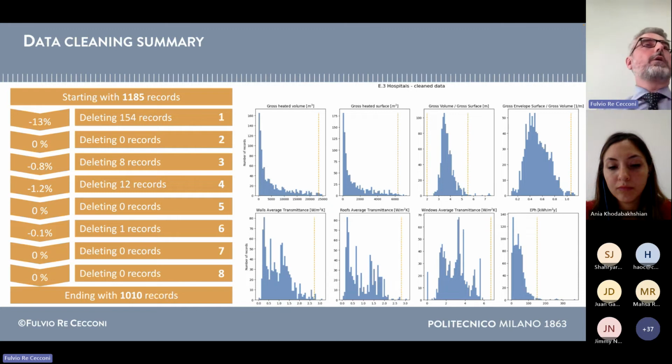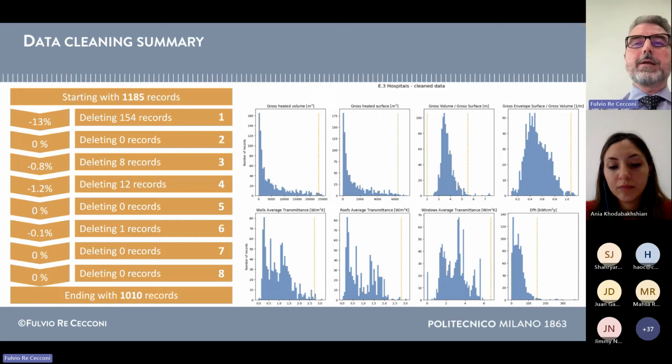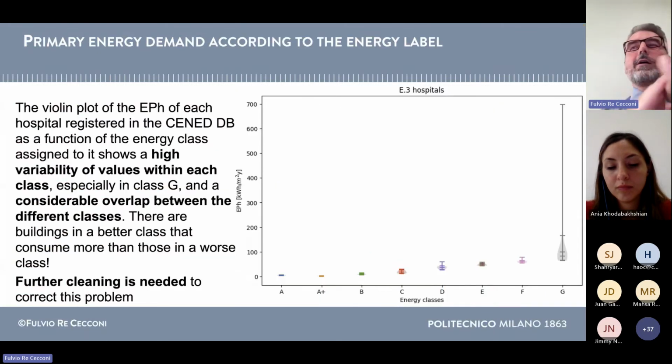So of the 1,185 starting records, we ended with 1,010 records that we thought are cleaner data, but they are still not clean enough, as you can see from this picture. This picture is a violin plot of the energy demand, the APH, so how much energy is needed to heat the hospital, divided according to the energy class of the building.